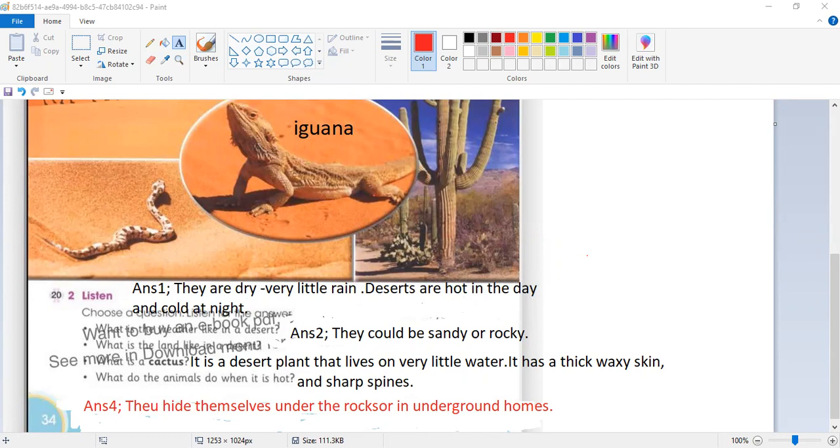So did you hear the recording? It said that there are some types of plants that grow in the deserts, but the special plant is called cactus.